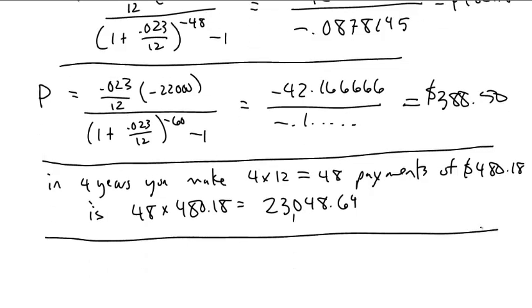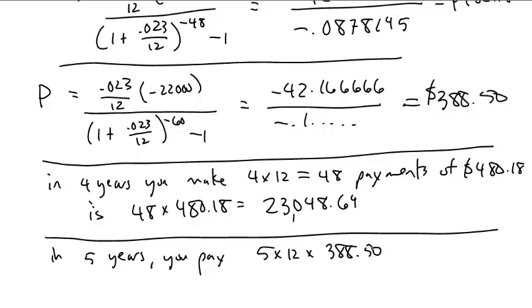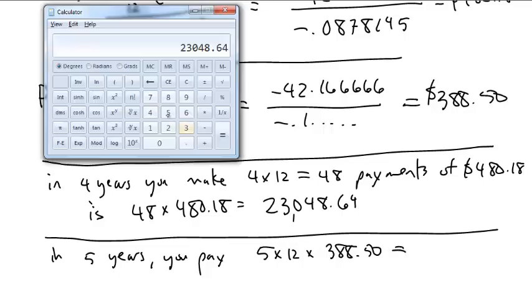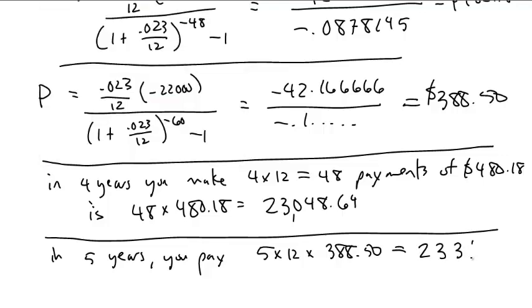In 5 years, you pay a total of 5 times 12 times 388.50, which is $23,310. These are pretty close.